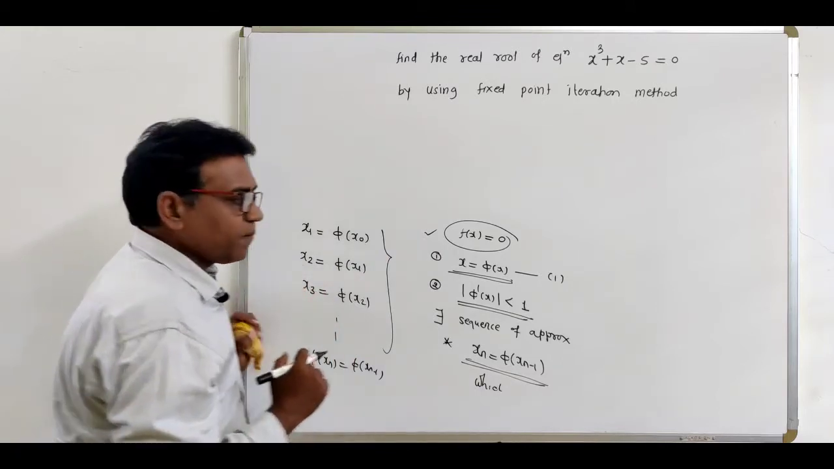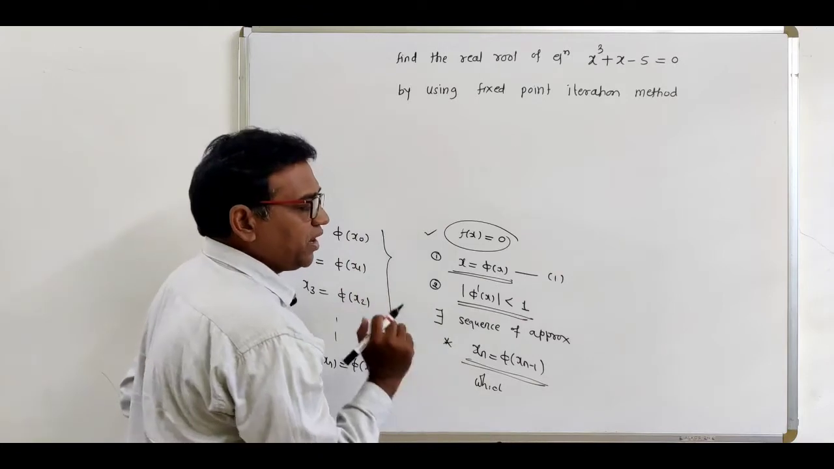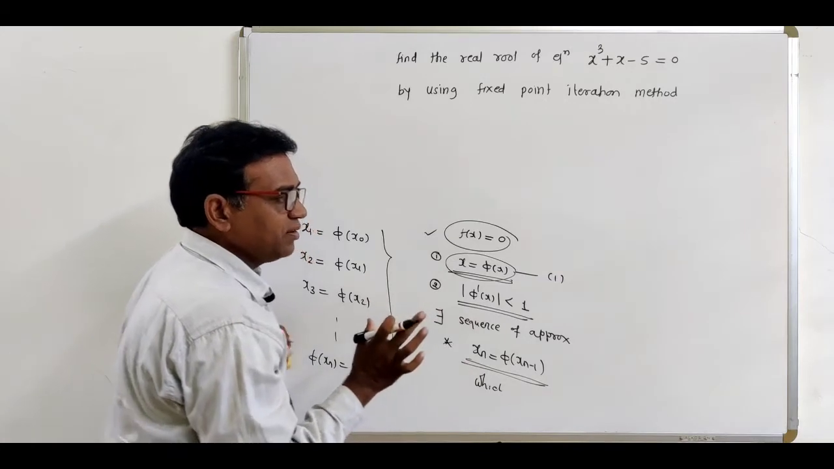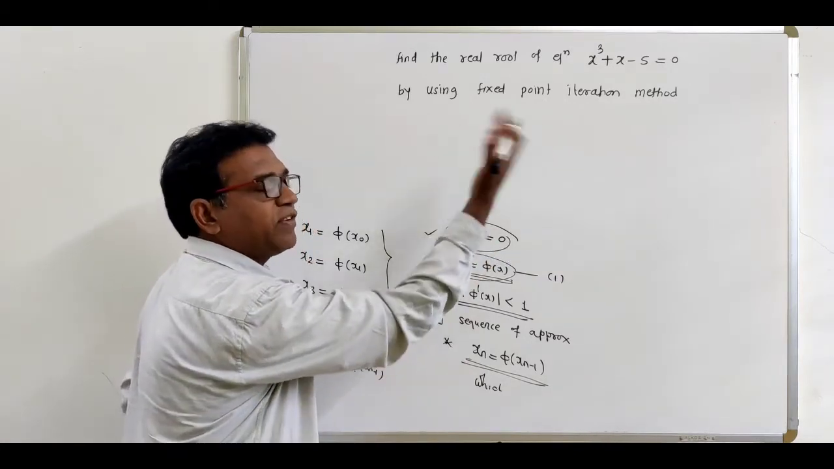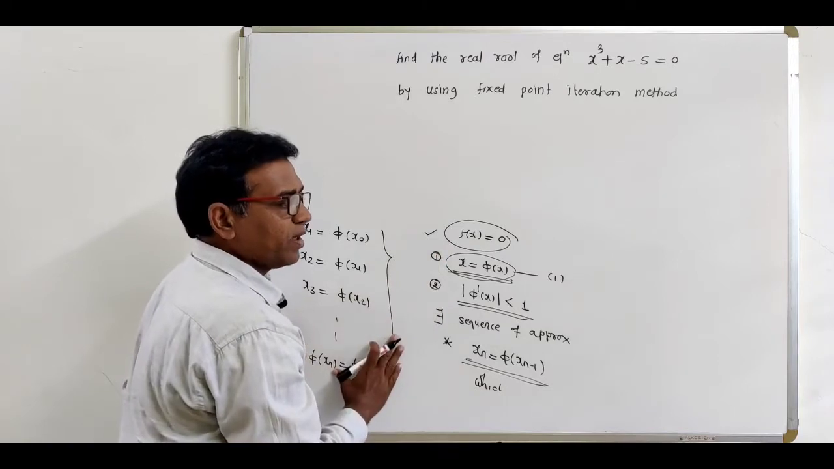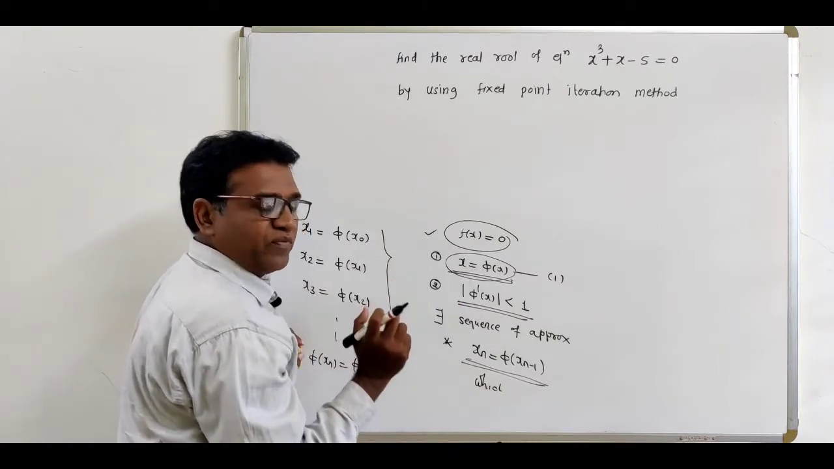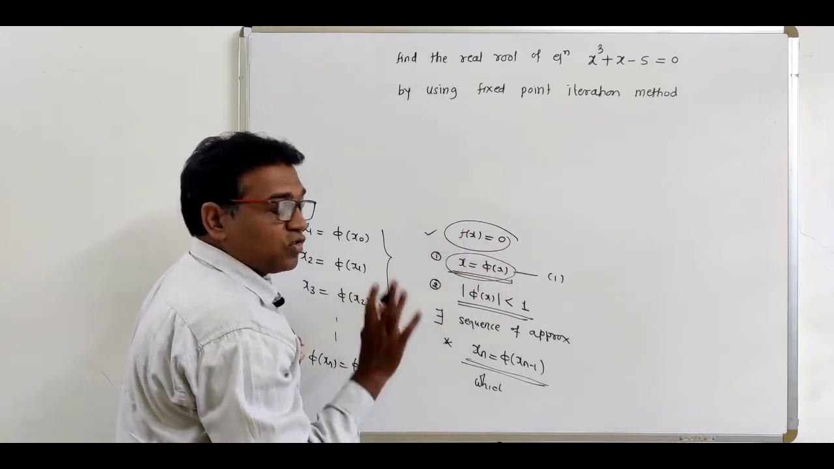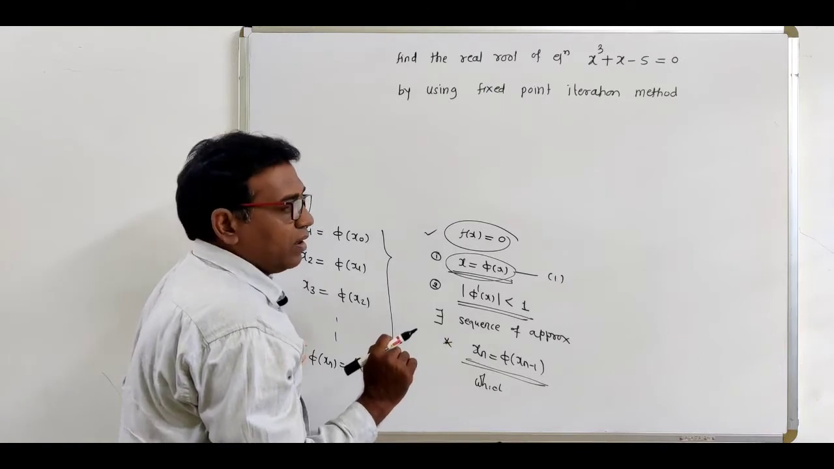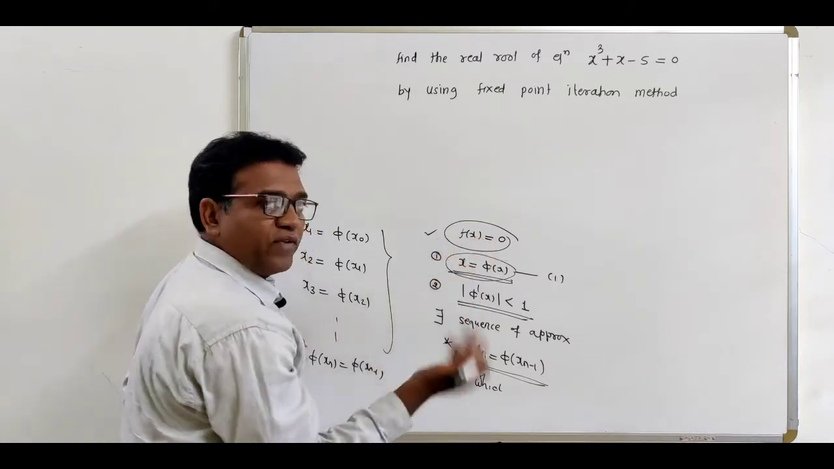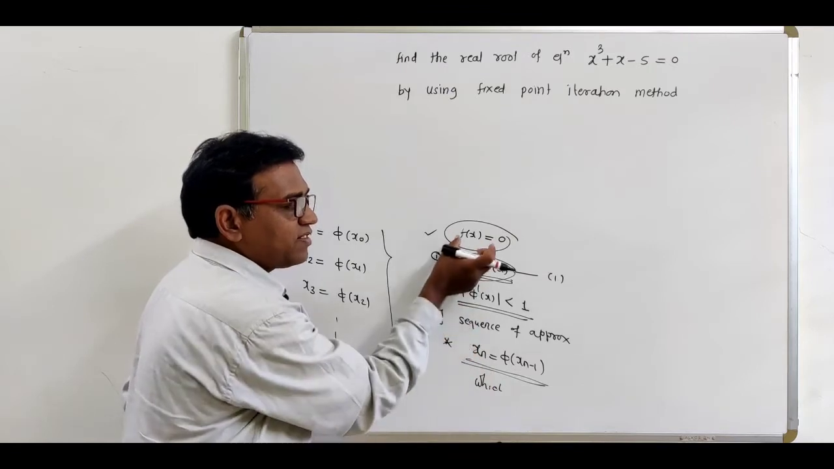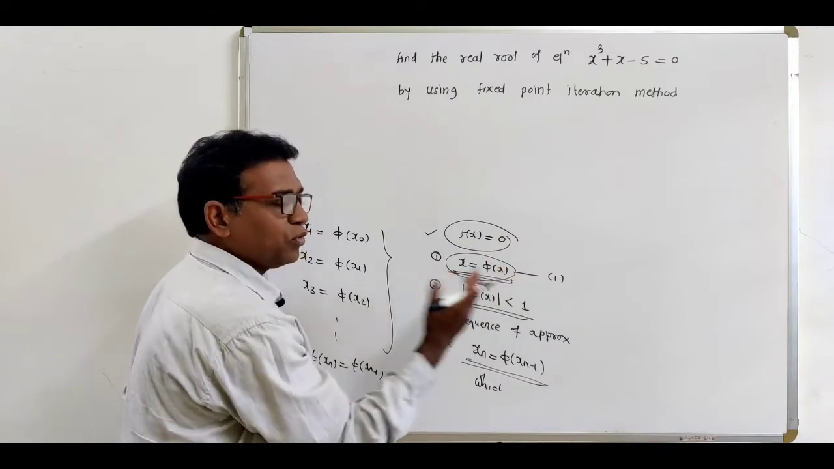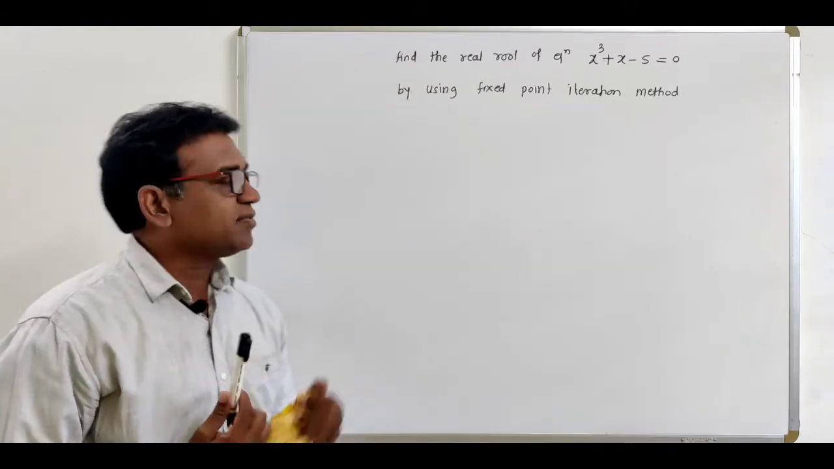Now the question is, is there any unique way to express this form x = φ(x)? What is the question? If we are given some equation f(x) = 0, is there any unique way to express this equation in this form x = φ(x)? So the answer is no. We can express this equation in a number of ways. We can express this equation in different ways to reduce it to the form x = φ(x). So let us write down the solution.